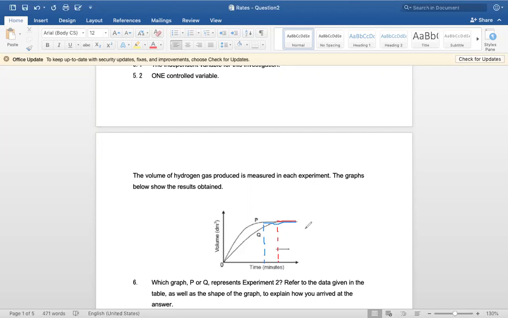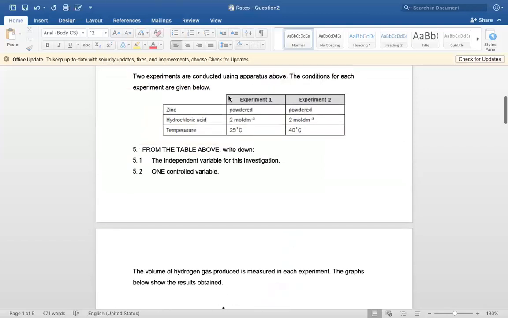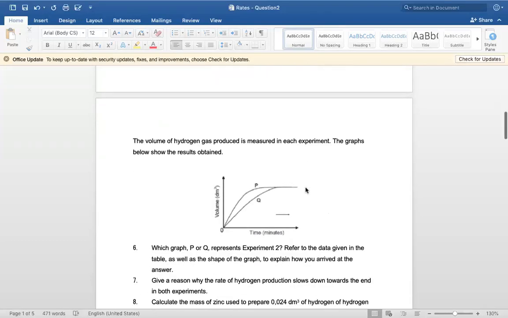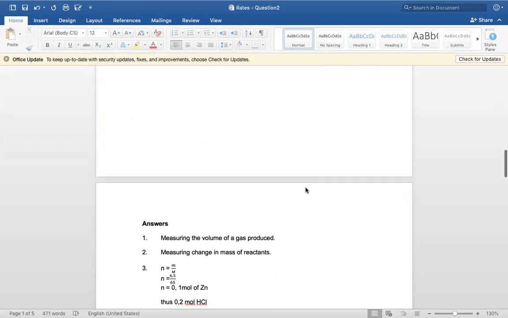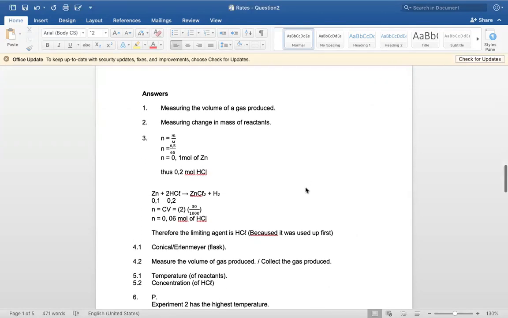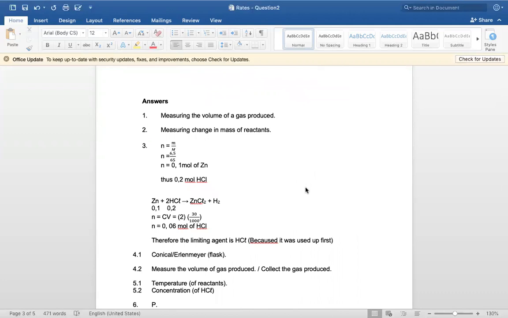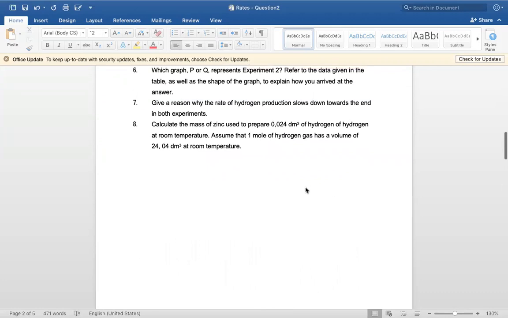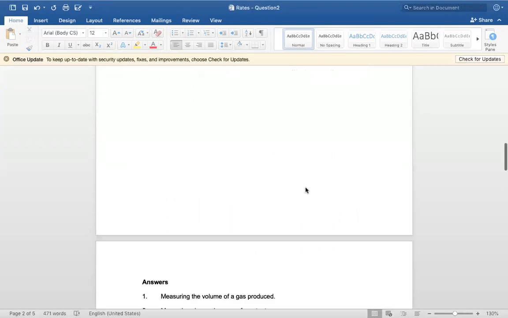So which graph, P or Q, represents experiment 2? Experiment 2 is the one that completes earlier. So that will be P. P will be your answer, right? Question 6, we'll get an answer of P. All right. And then do they want an explanation? Let's see what the question is again. Refer to the data given in the table as well as the shape of the graph to explain how you arrived at the answer.